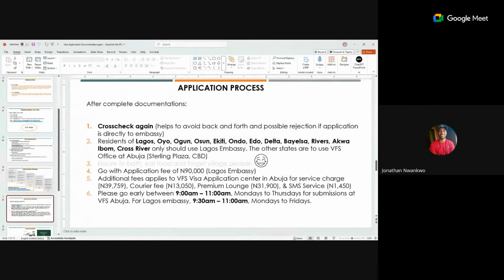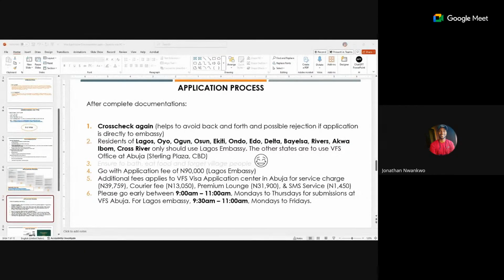Okay, so after complete documentation, after everything I've listed that you need to get, how do you go about all of this? First thing, cross-check. Please cross-check again and again. Be sure that you did not make any mistake. If there's anything that the Koreans like, it is accuracy. You don't do things anyhow. And you must do it once and get it once. That's just how it is. There's no room for excuse. So cross-check again. This helps you to avoid all the back and forth and possible rejection if the application is direct to the embassy.